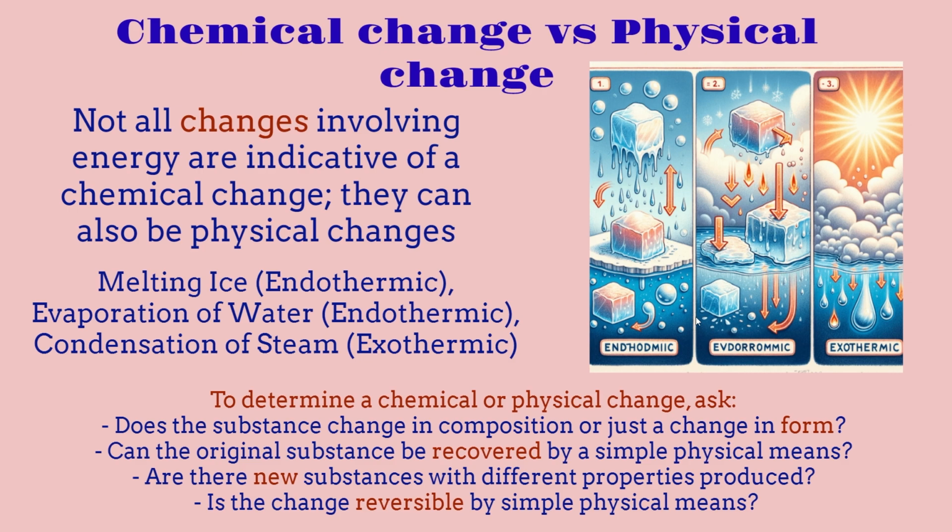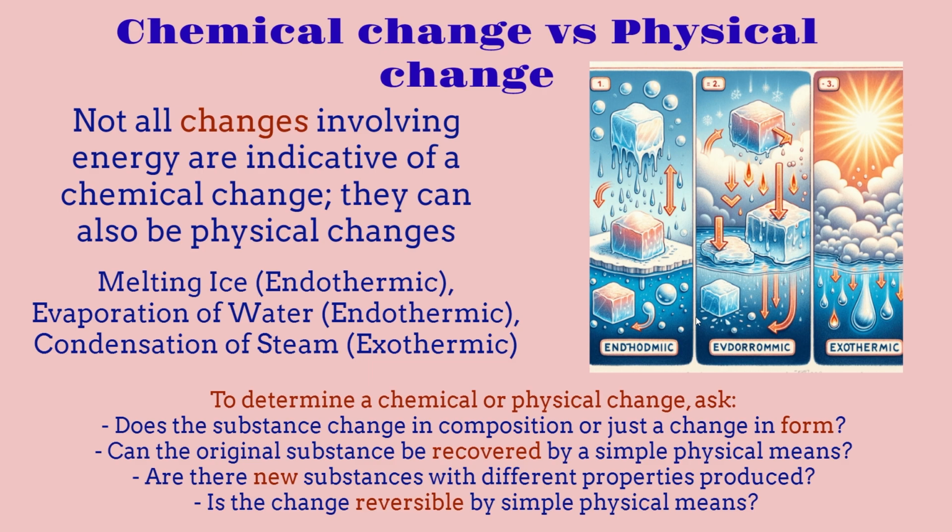For the second question, can the original substance be recovered by simple physical means? If the original substance can be recovered, then we know that it's a physical change, and if not, then that means it's a chemical change. And are there new substances with different properties produced? If there are new substances with different properties, then we know that there is a chemical change.